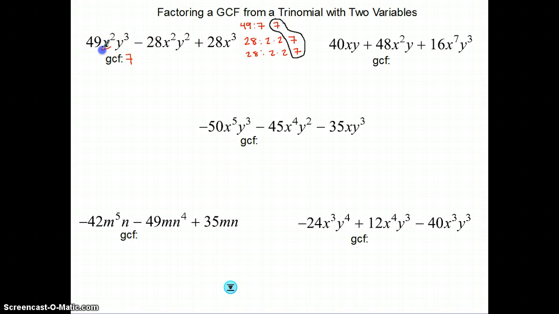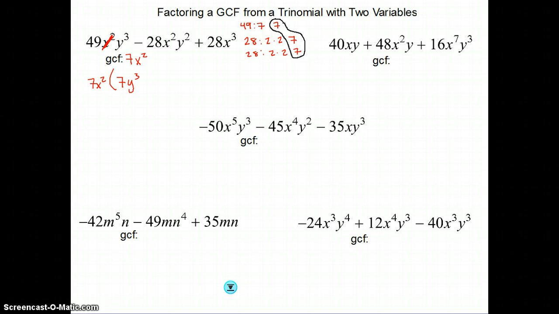Looking at my x's, I have 2 here, and 3 in my last term. Even though the last one has 3, the most I'm going to be able to take out are 2. Looking at my y's, I have 3 and then 2 and none. Since the last term has none, I am unable to take out any y's. So my greatest common factor is 7x squared. From my first term, when I divide my 49 by 7, I get 7. I have x squared, and I took out an x squared, so there's no more x's. And I didn't touch my y's, so I still have y to the 3rd.